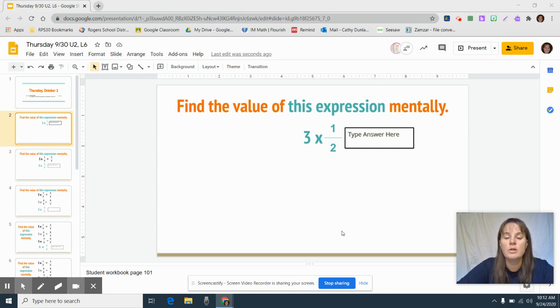Before we get started on that, we're going to do a little number talk. We're going to talk about what the math says, and what our answer is going to be.